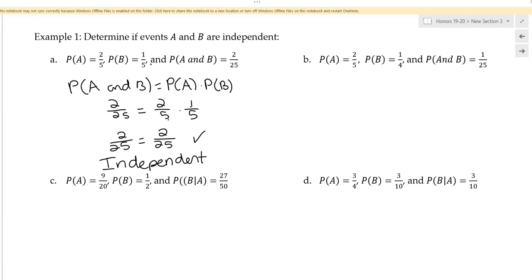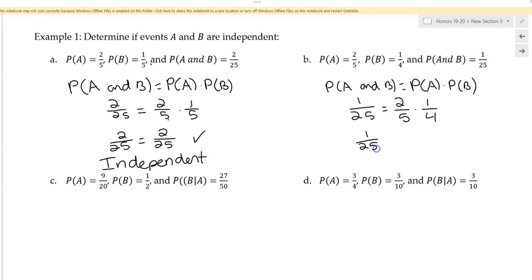Same thing for this one, right? Probability of A and B equals the probability of A times the probability of B. Our A and B is 1 out of 25. Is it 2/5 times 1/4? I'm just going to do this in my head, right? 2/5 times 1/4 is 2/20, which is 1/10. So these are dependent because they are not equal.